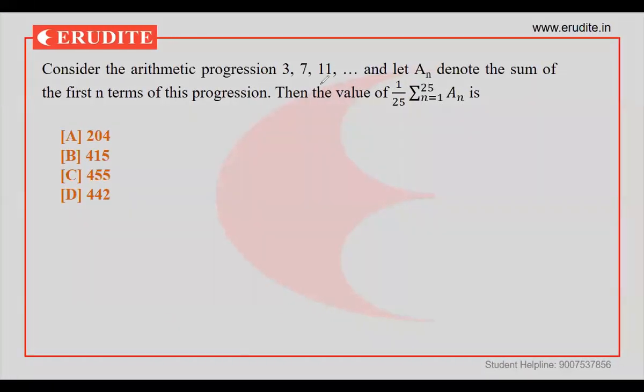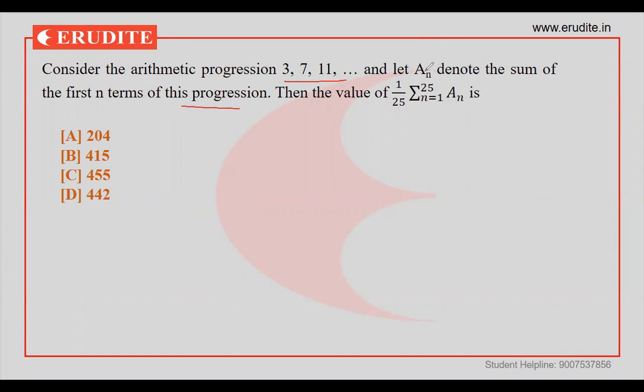Hello everyone. So we are going to discuss this question. This question came in CAT 2022, slot 2. What they're saying is, consider the arithmetic progression 3, 7, 11 and so on. Let An denote the sum of the first n terms of this progression. That means An represents the summation of the number of terms.